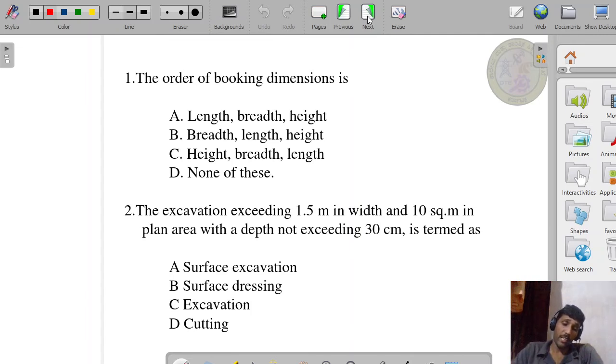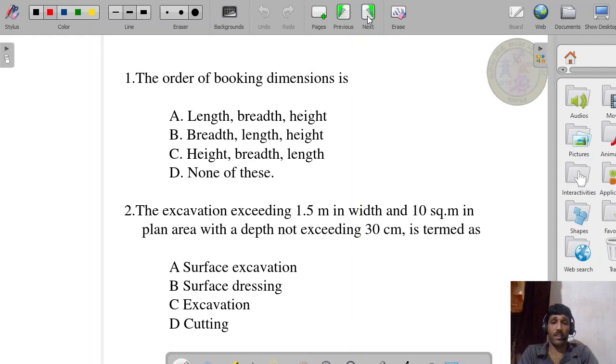Now, based on what we covered today, let us try some simple multiple choice questions. Question number 1: what is the order of booking dimensions? Length, breadth, height; breadth, length, height; height, breadth, length; none of these. Which is the correct answer? Option A is the correct answer: LBD, length, breadth and depth or height. This is the correct sequence.